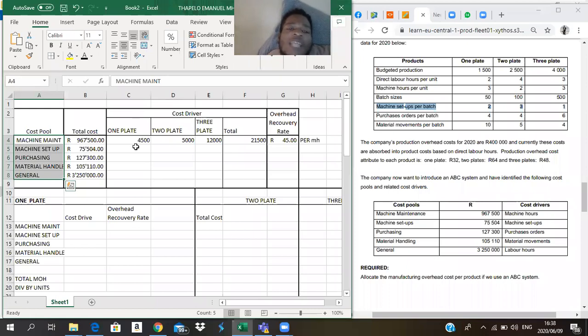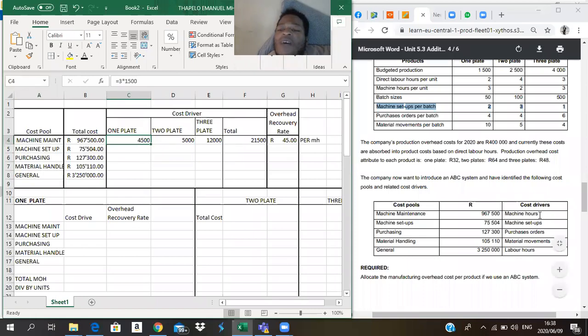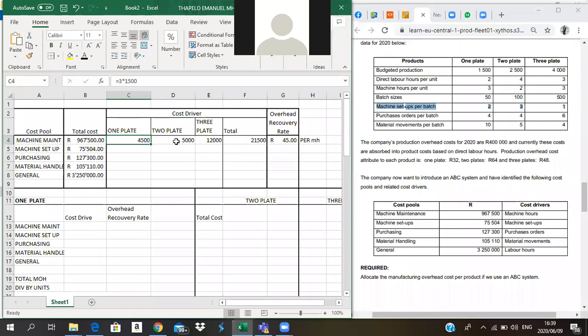So already we are done with the first cost pool here, whereby our cost driver was the machine hours. We looked at how many hours we need to produce one plate, two plates, and three plates, and we got a total of 21,500. We put our total cost, and then we divided our cost pool, and we got our overhead recovery rate of 45 rand per machine hour. We are together on that part, né, guys?